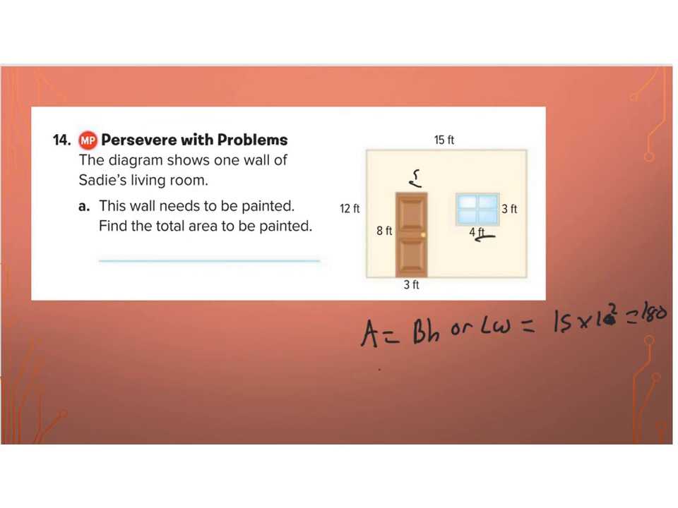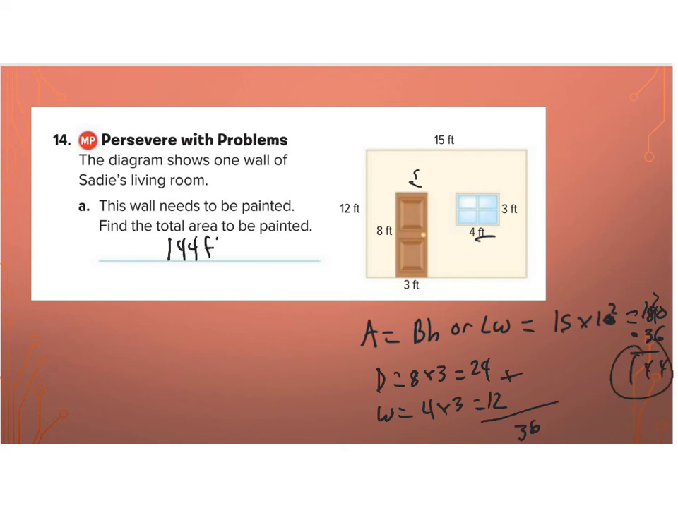So the door is equal to 8 times 3, which is 24. And then the window is 4 times 3, which is 12. I'm going to add these together, because those are what we do not need, 36 feet. So I'm going to subtract 36 feet from 180. And I got 144 feet. So 144 feet of the wall, it's a massive wall that needs to be painted. So we didn't include the door or the window.